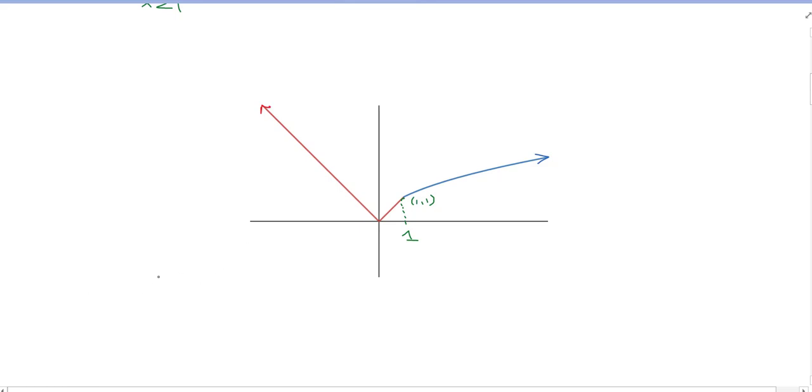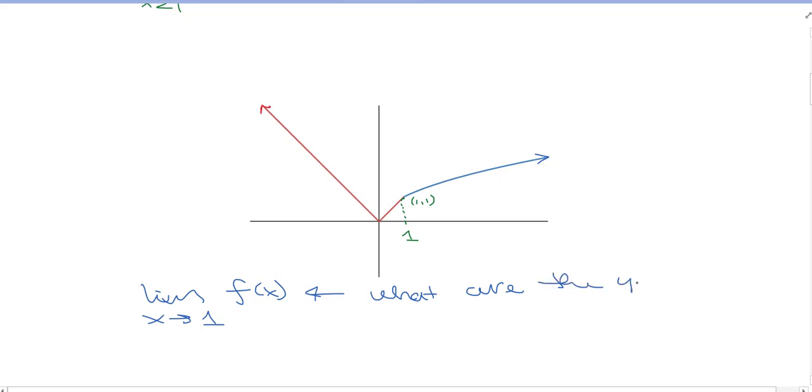So when I ask what is the limit, the limit as x goes to 1 of f of x is asking you what the y values are doing. So what is the behavior of the function? The behavior of the function values being the y values. So what are the y values doing, or approaching, as x approaches 1?